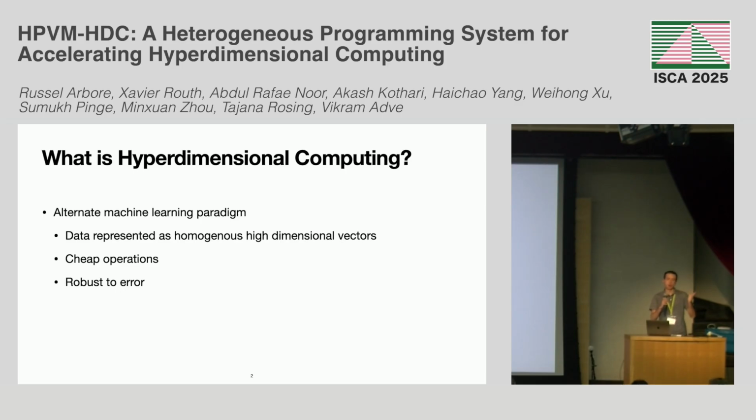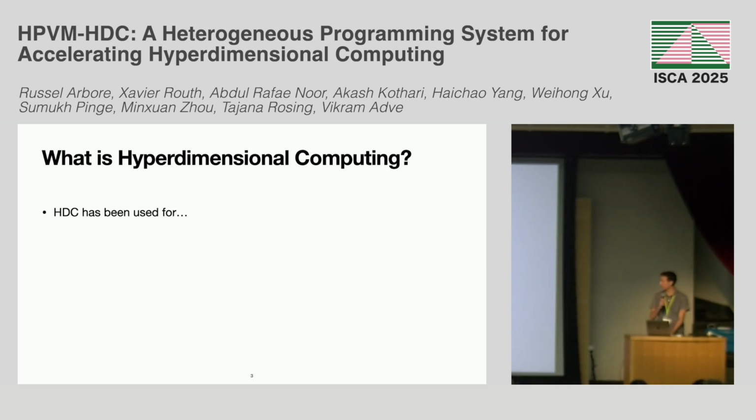And then finally, HDC in general is fairly robust to error. So intuitively, because every element in a hypervector contributes roughly the same kind of representational meaning to the overall piece of data, you could get rid of, say, 10% of the elements in a hypervector, and you'll still have most of the meaning of what that data point means. So HDC is in general robust to error both in the inputs and also during processing.